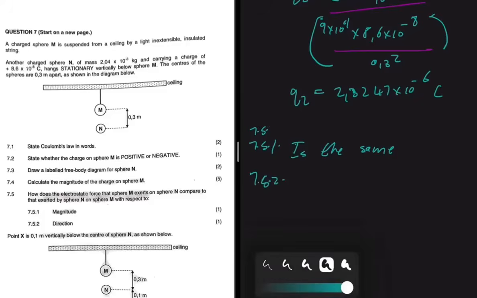So I don't know if for 7.5.2 we can just write opposite. I don't know if that will be enough, but I'm assuming it will be enough because there's just one mark there, and we just know that the only difference is that the direction is opposite.